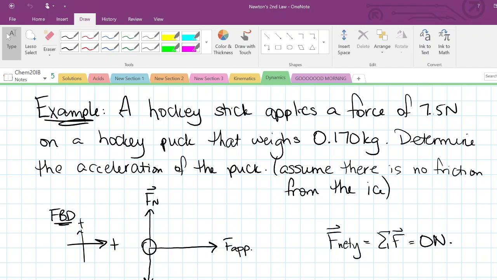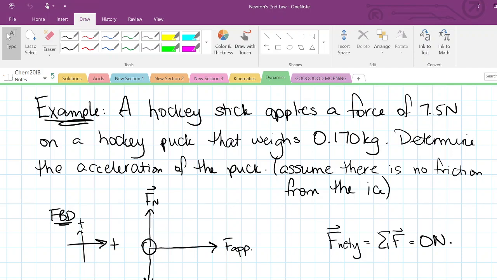In the vertical direction, I've got my force normal because the puck is sitting on the ice, so that's a contact force from the surface, and there's gravity that's pulling the puck down. Now in my y direction, in my vertical direction, I know that the net force is equal to 0. So I'm just going to make a quick statement here just to show that in the y direction there's nothing happening in terms of motion, or acceleration is equal to 0 meters per second squared.